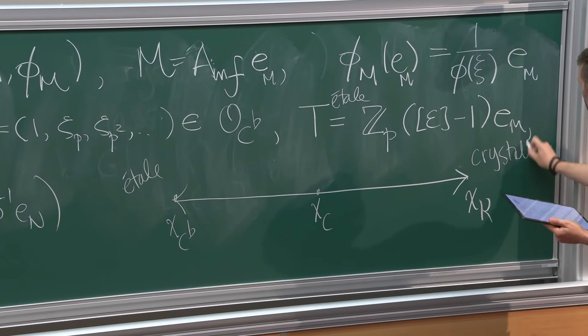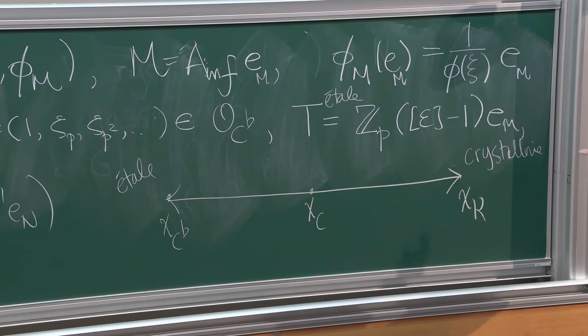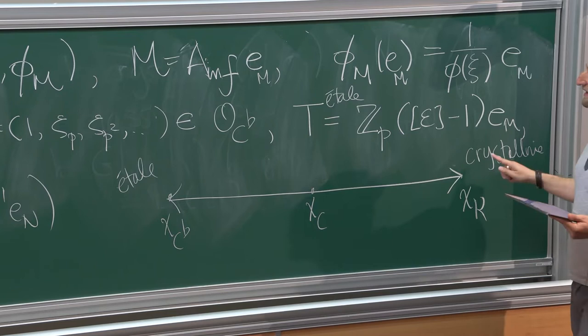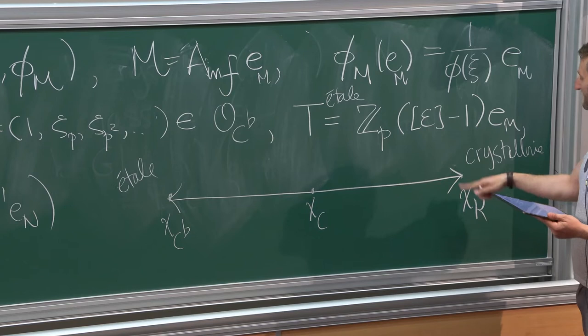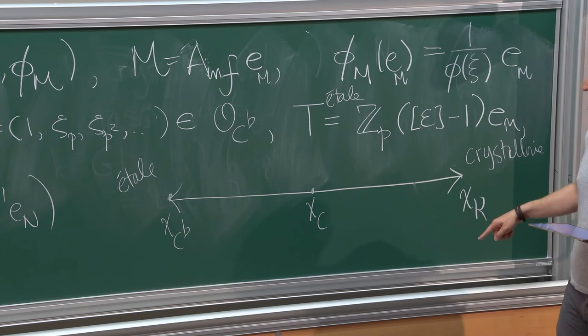On each of these two ends, we have a module with a phi action. On the crystalline side, we have the isocrystal N, and this gives you a phi module that lives here. But you can extend it a little ways. Because phi is an automorphism, you can extend and extend and extend as far as you want. But you can't include this point in it.